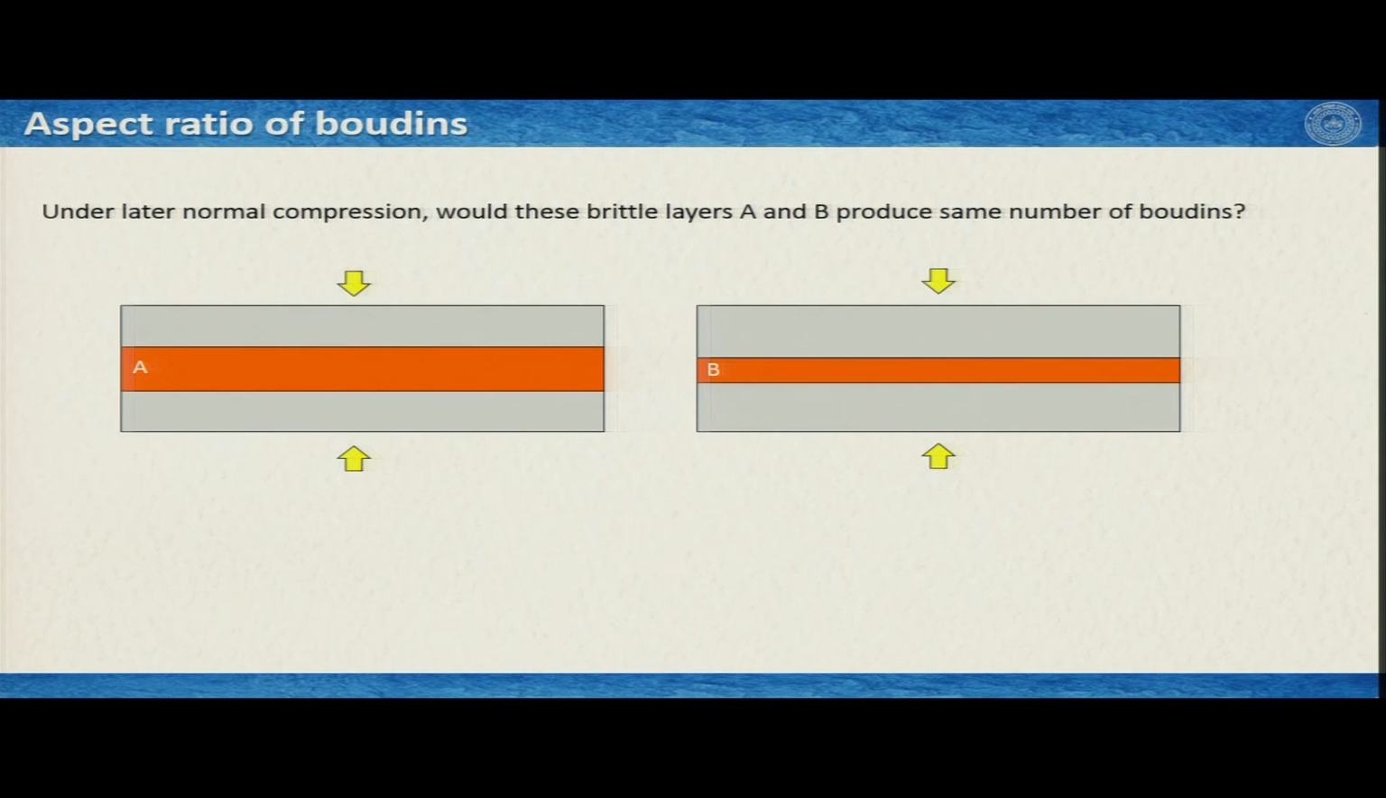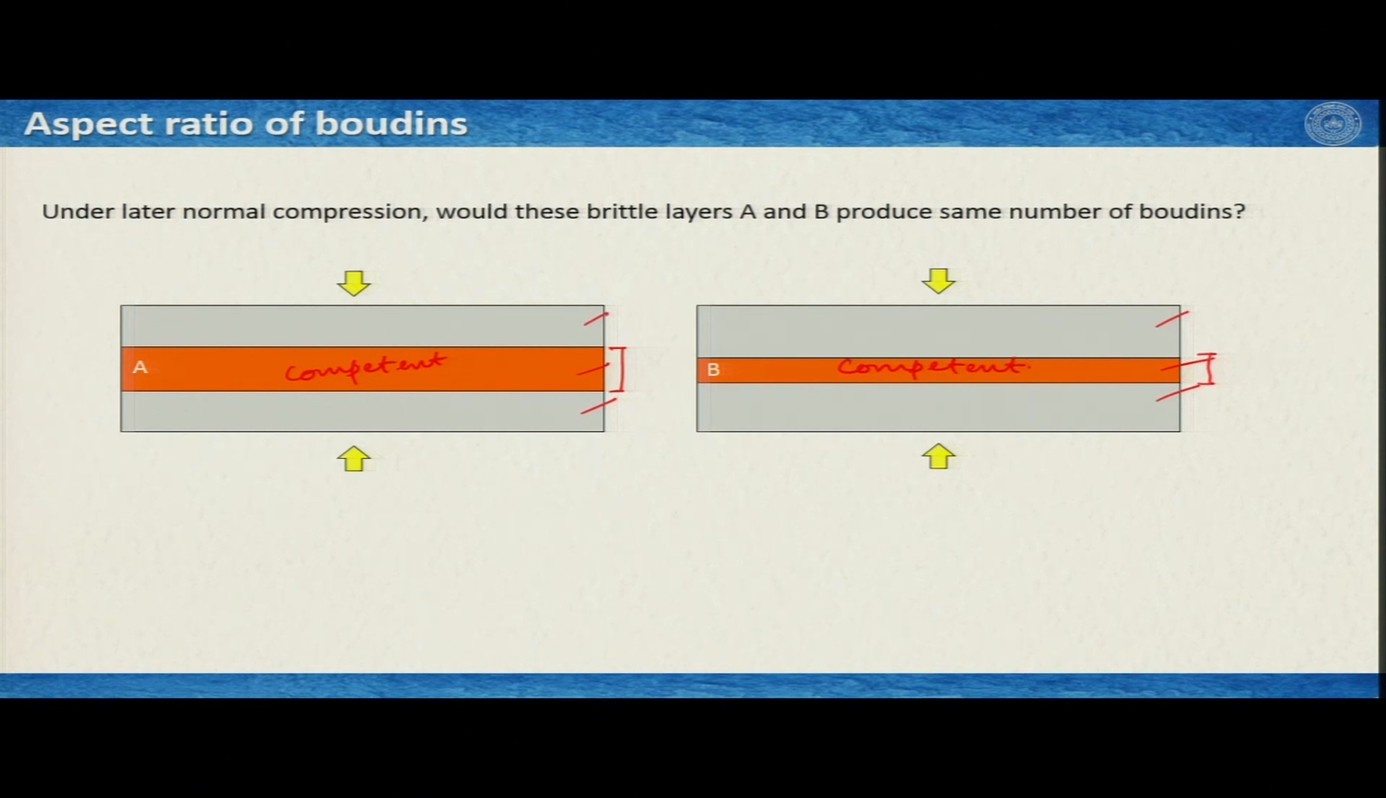Now, let us talk about the aspect ratio of the Boudins, which is the next topic we will cover. So, here I have given two drawings for you. What we see here is that if you imagine that this layer, this layer, this layer, this layer have very similar properties, and also these two orange layers. Now, what we also see in this illustration is that this layer is thicker than this layer. So, this is the competent layer, this is as well, compared to the surrounding gray layers.